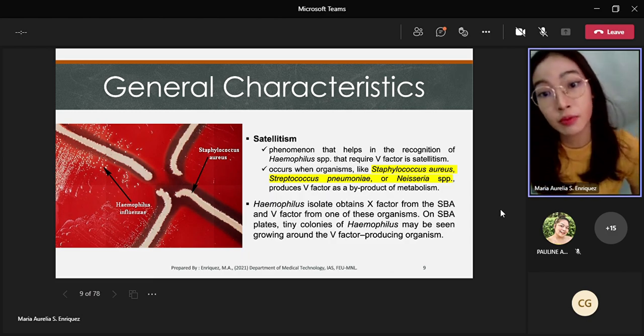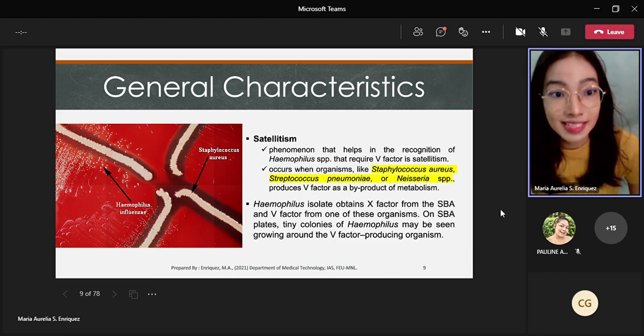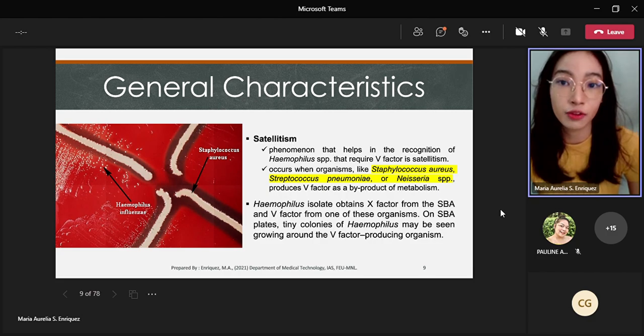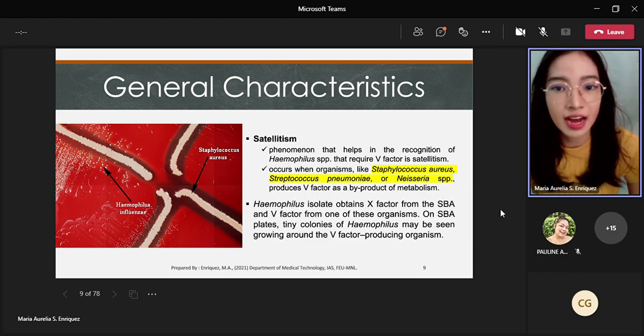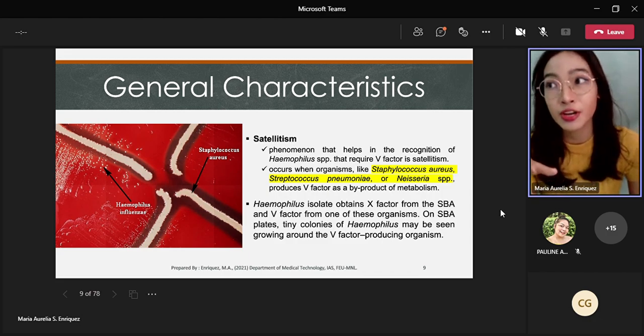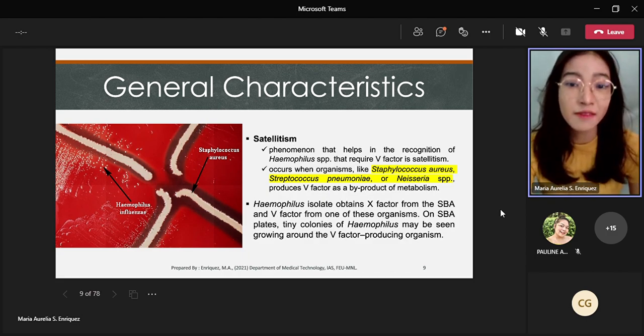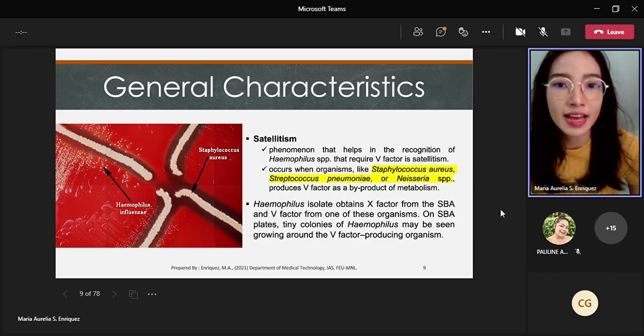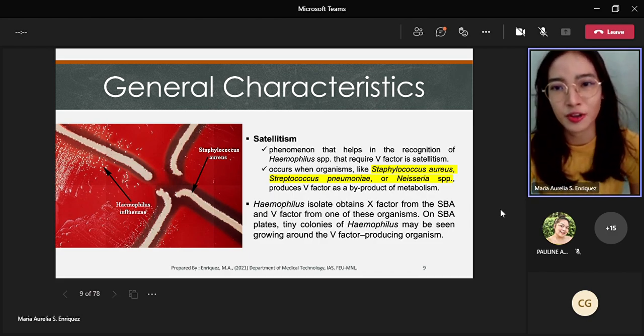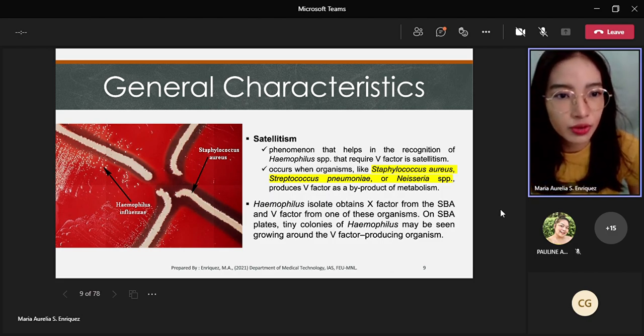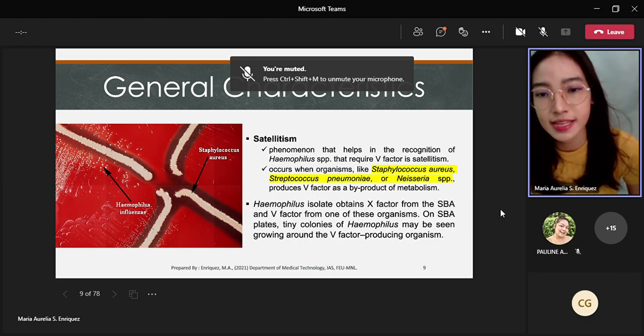So in this given example, ito po, by itself, hindi kaya ng Haemophilus influenzae na mag-grow sa SBA or BAP lang. Pero since katabi niya yung Staph aureus that can hemolyze the RBCs and produce NAD, kaya na po niyang mag-grow sa immediate surrounding lang ng Staph aureus. Kasi doon lang naman yung parts ng agar kung saan available na yung V factor. So this is what we meant when we say satellitism.